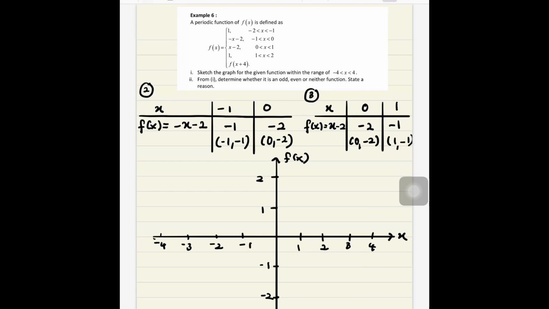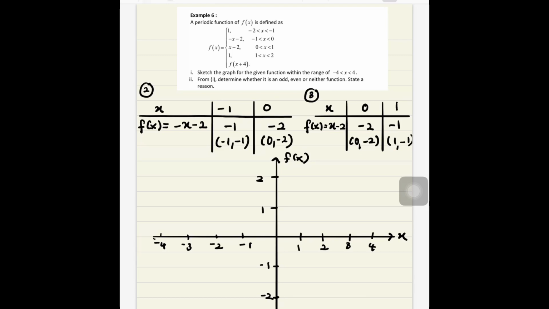For the third function, I consider two values of x, which are 0 and 1. So what is your f(x) for this range? Your f(x) is equal to x minus 2. So again, substituting 0 into here will give you -2, and substituting x equals 1 will give you -1. So you will have another two points.